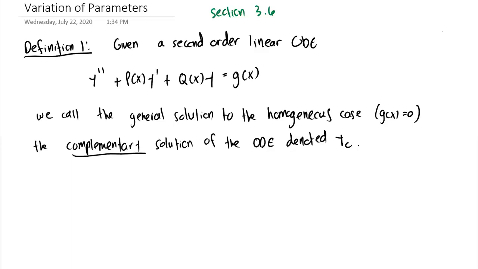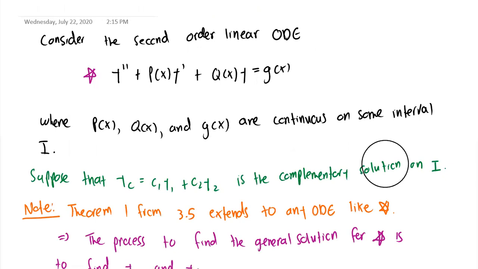From now on, we're just going to derive a method to find the general solution of this differential equation. So again, consider the second order linear ODE. And again, we're not requiring the coefficients to be constants. Notice that p of x and q of x could be expressions involving x. The only thing we're going to require is that p of x, q of x, and g of x are continuous on some interval I. That's going to be the only requirement, and from this, we can go ahead and derive the method.